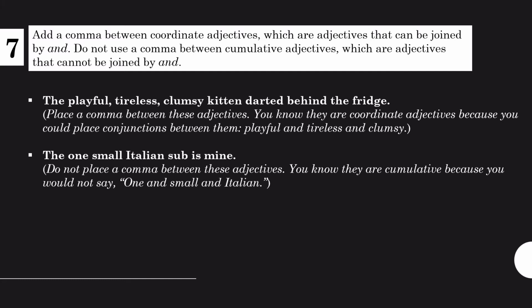You know they are coordinate adjectives because you could place conjunctions between them: playful and tireless and clumsy. The one small Italian sub is mine. Do not place a comma between these adjectives. You know they are cumulative because you would not say "one and small and Italian."